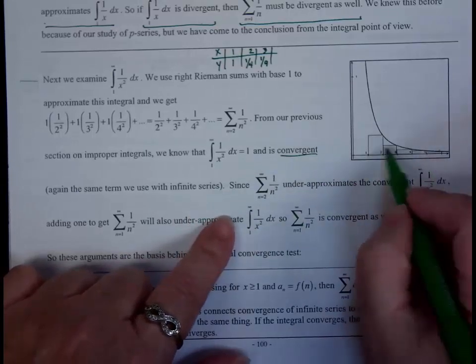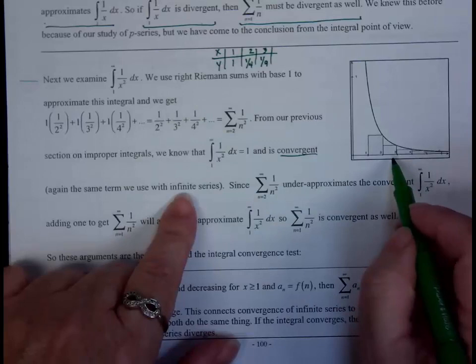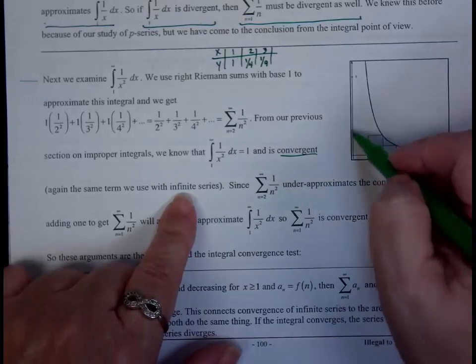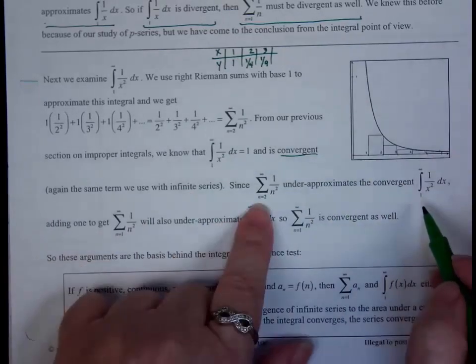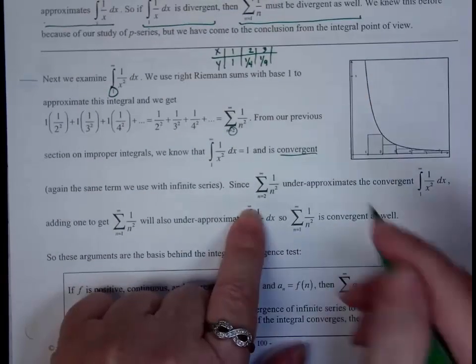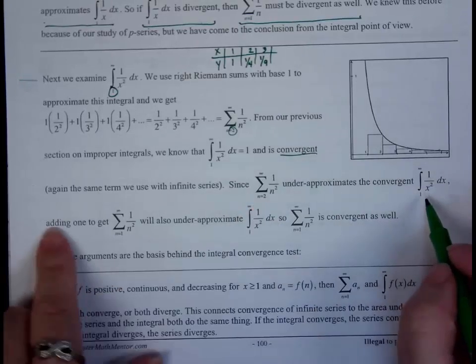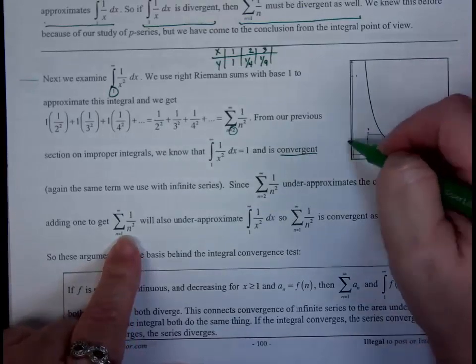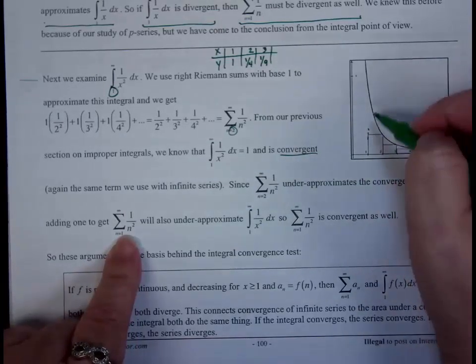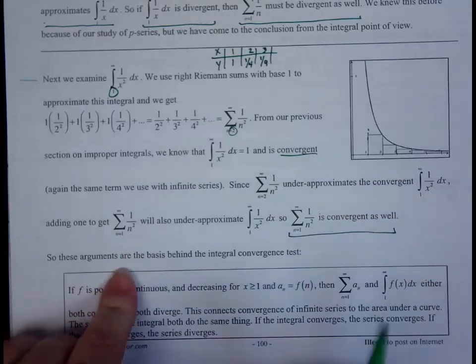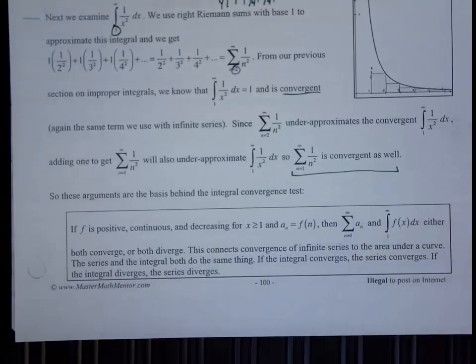Now, since this series of numbers under approximates the curve, it is going to be less than the curve, even if I added one more square with a height of 1 because it starts at 2. Did you notice that this value here is different from that value there? You can adjust it. Adding 1 to this will still be less than the curve, because if I added a square that's 1 unit tall and 1 unit wide, it'd still be under the curve, and I'd still have curve left. So this is also convergent. So basically what we found is whatever the integral does is what the series does.